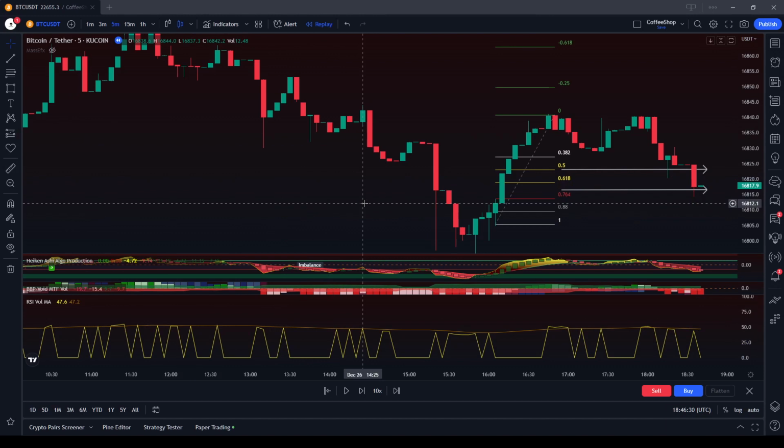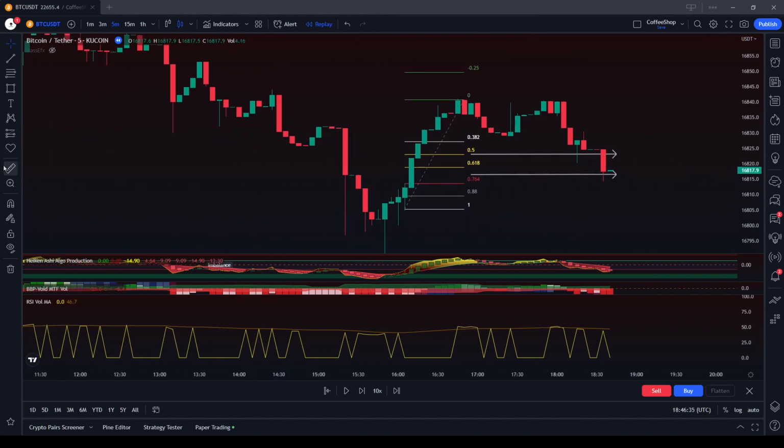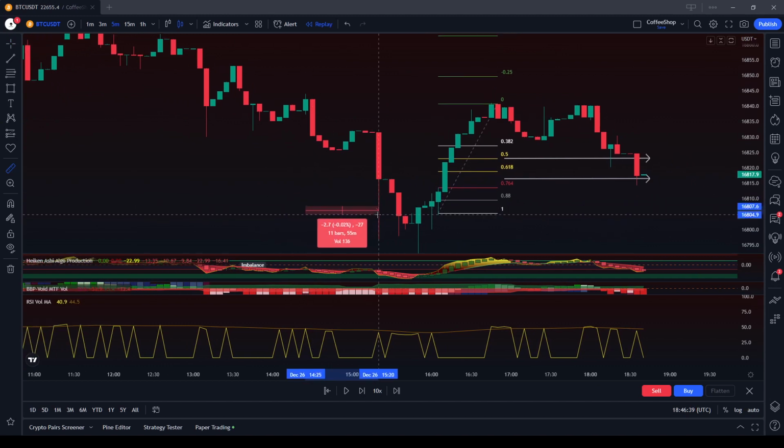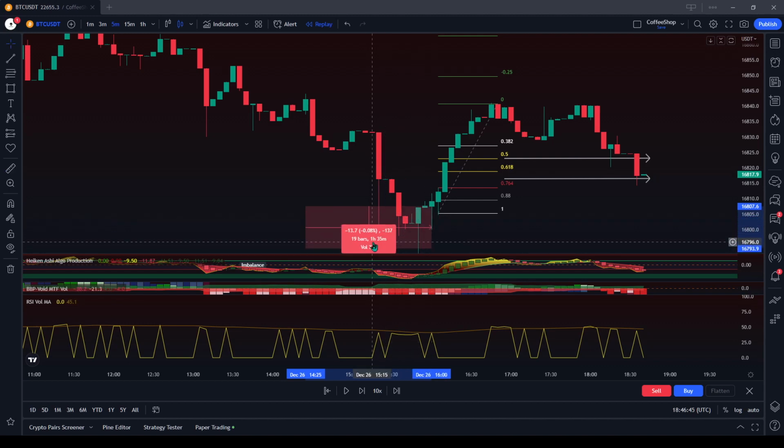I think it's right here. So it's telling you, here we go. It tells you at this point that you're about to get a break in structure, and it finally happens here. Your break of structure is there. It told you an hour and 35 minutes before structure broke.